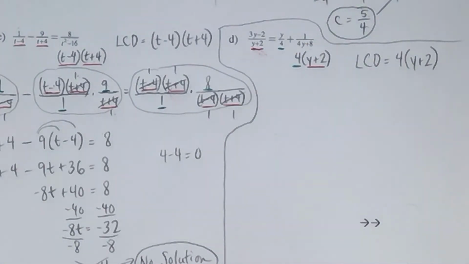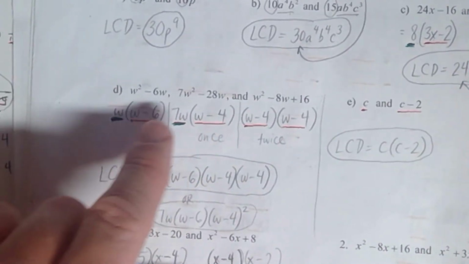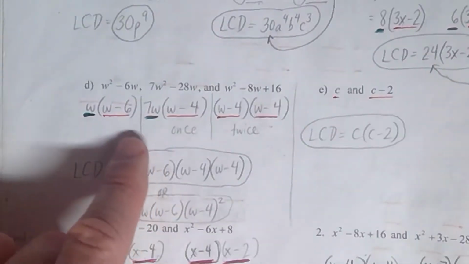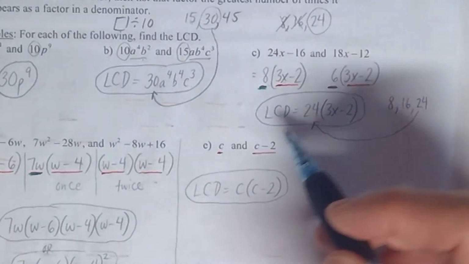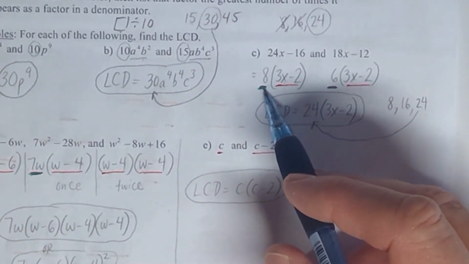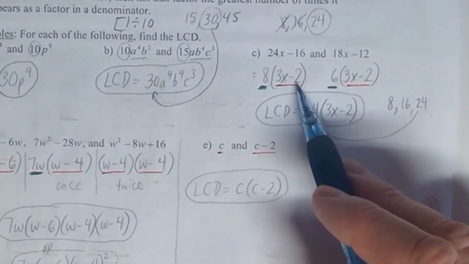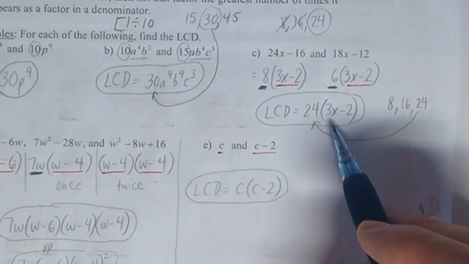Very similar to problem D in section 8.3, where you've got to look at the single term factors W and 7W separately from how you look at the multiple term factors. Okay, we did a similar one over here as well in problem C in that section. 8 and 6, we got 24 out of that. And then the 3x minus 2 and 3x minus 2, you just put that into the answer as well.